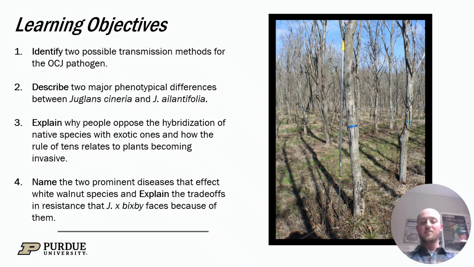My fourth learning objective would be to name 2 prominent diseases that affect walnut species, and to explain the trade-offs in resistance that J. ex Bixby, which is the hybrid between Japanese walnut and butternut, faces because of them. So the 2 diseases that I'm talking about are butternut canker disease and walnut witch's broom. The trade-off is that while Japanese walnut is susceptible to witch's broom, butternut is susceptible to butternut canker disease. So, unless they're hybridized, the trees will always be susceptible to one disease or the other.